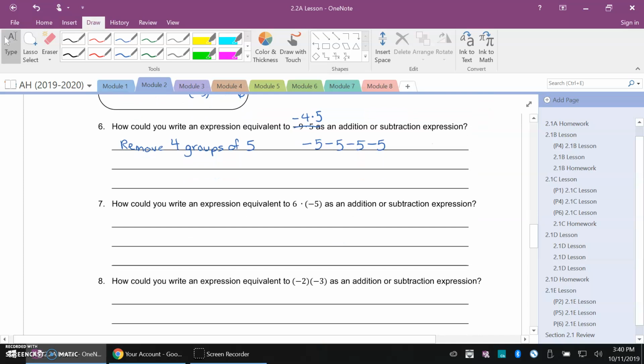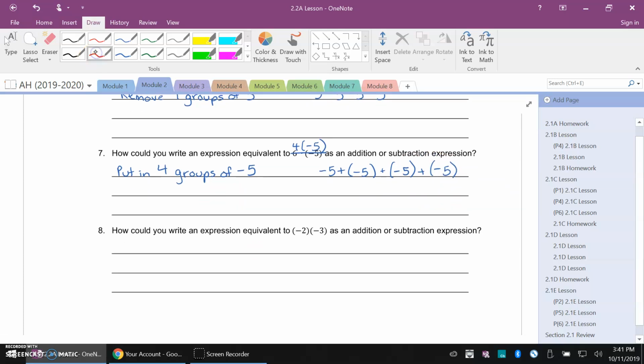Let's take a look at number 7. It says, how could you write an expression equivalent to 6 times negative 5 as an addition or subtraction expression? When it says or, you need to be careful to make sure you're picking the right one. So we're going to change this to 4 times negative 5 to make it less work to do. So this means we're going to put in 4 groups of negative 5. So the way that's going to look is we're putting in negative 5, and we're putting in another negative 5, and another one, and then our fourth one comes right here.